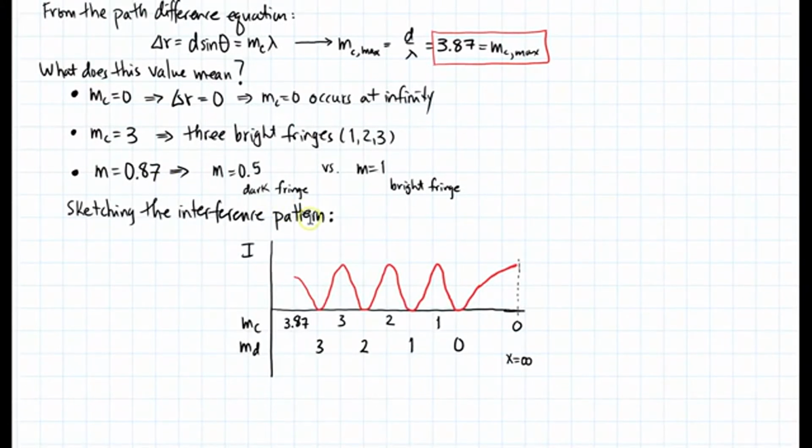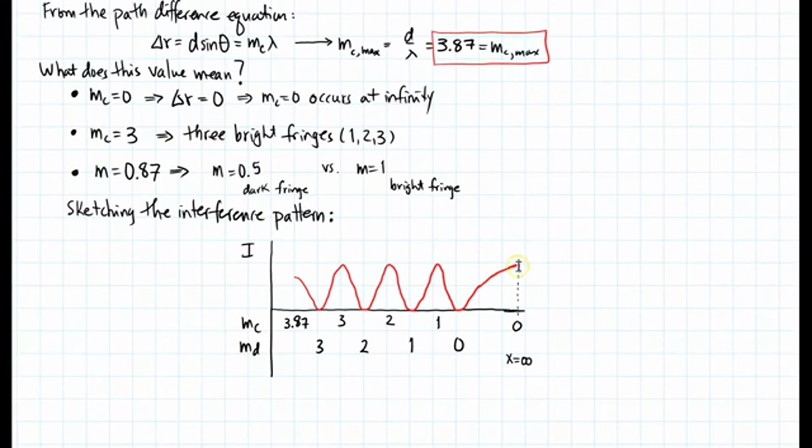Sketching the interference pattern, at m_c equal to 0, we know that's at infinity. Then I got 3 brights, full brights. So I get 1, 2, 3. And then I got m_c equals 3.87, but that's not at all the way up. So then if I look at m_d, I could see that that's got to be 0, 1, 2, 3. So if I look at the number of dark fringes, turns out that I see 4 of them.